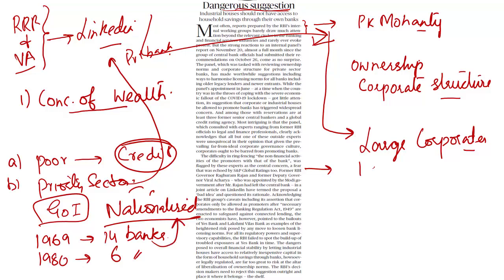But then came the reforms of 1991. The economic reforms: liberalization, privatization, globalization. The economy needed more and more money. The economy needed more and more credit to fuel the growth in India. And then private banks re-entered the picture. And this had a huge impact on the economy.